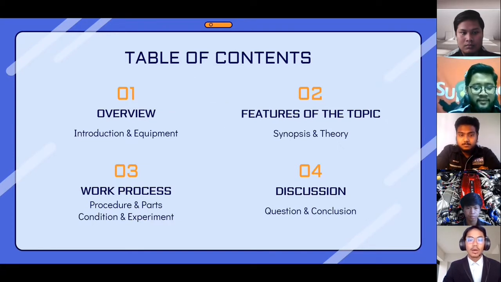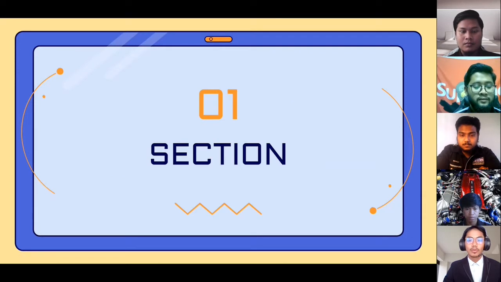This is an overview of the table of content. First one is the overview, consisting of the introduction and equipment. Second, the features of the topic, the synopsis and the theory. And third one is the work process, which covers the process flow, procedure and parts, condition and experiment, and finally the discussion, including questions and conclusion. Okay, we go through to the first section.